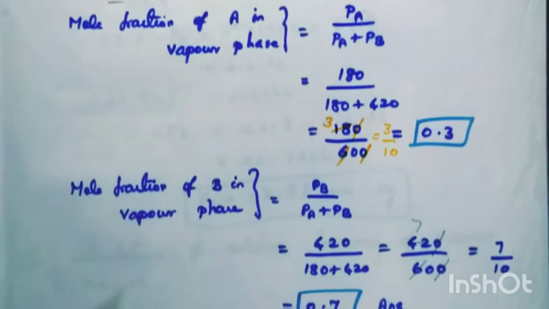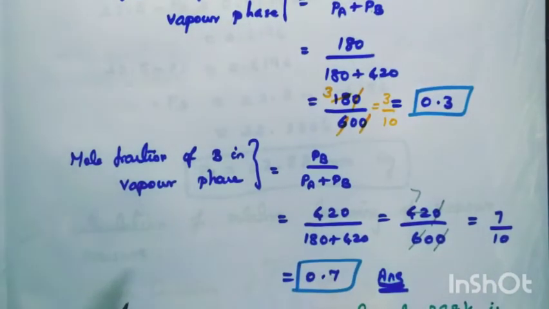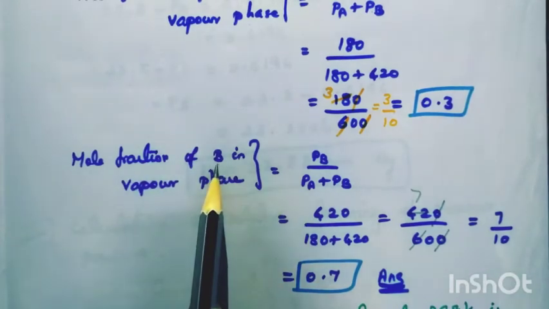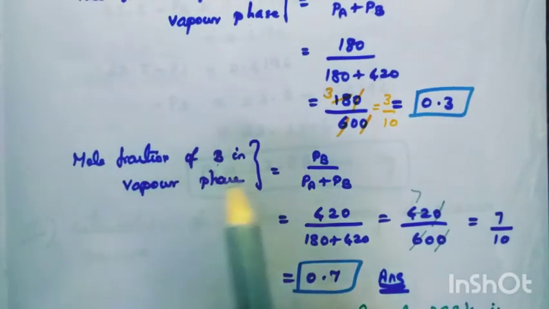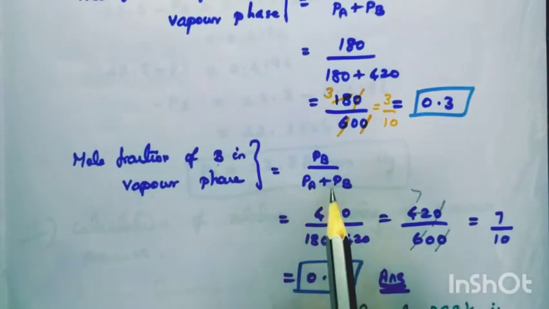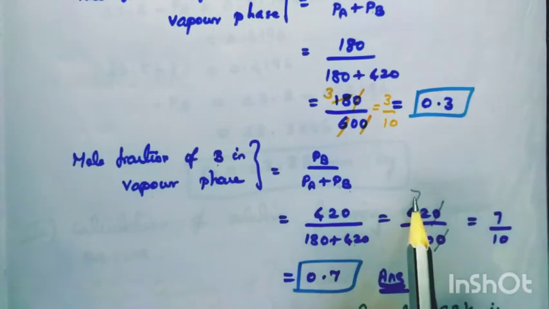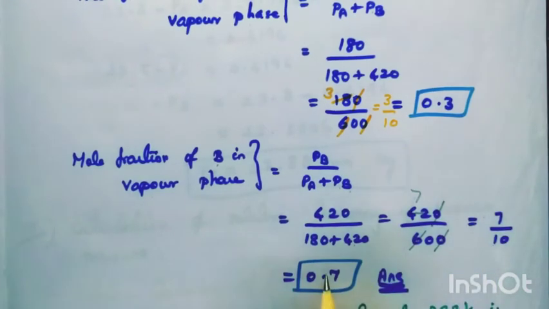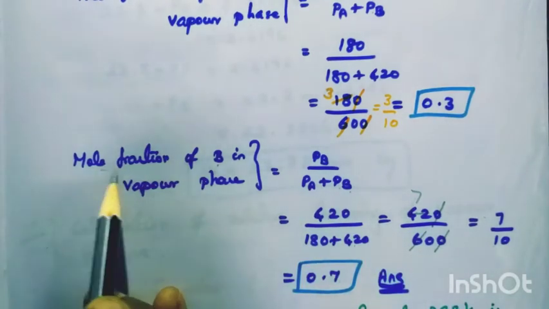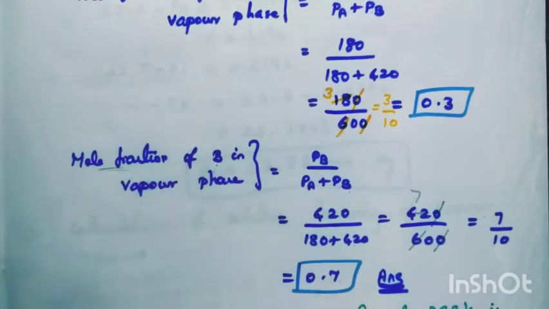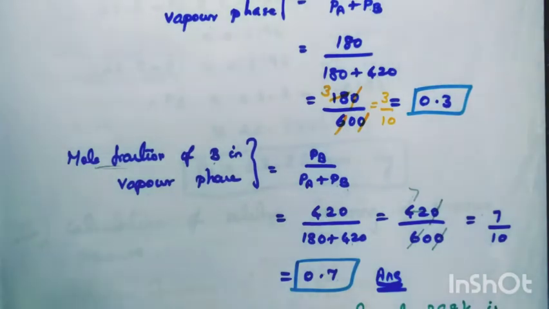And the next is the mole fraction of B. Next we are going to calculate the mole fraction of B. Mole fraction of B in vapor phase is equal to B by A plus B. So substitute all these, add, we get 600, cancel these, 6 7s are 42, 7 by 10, we can write this as 0.7. So this is the composition, that means this much fraction of B is present in vapor phase. That is the answer we found.